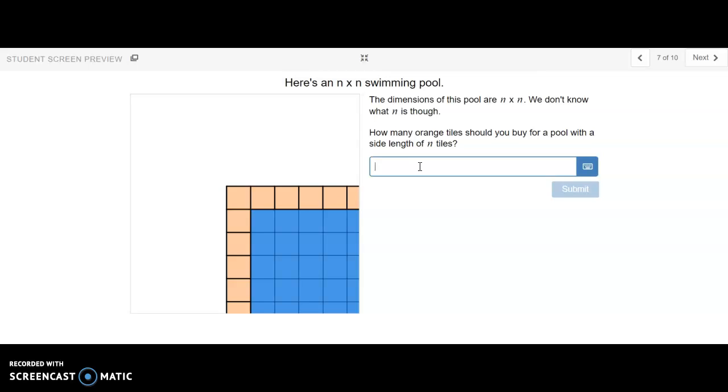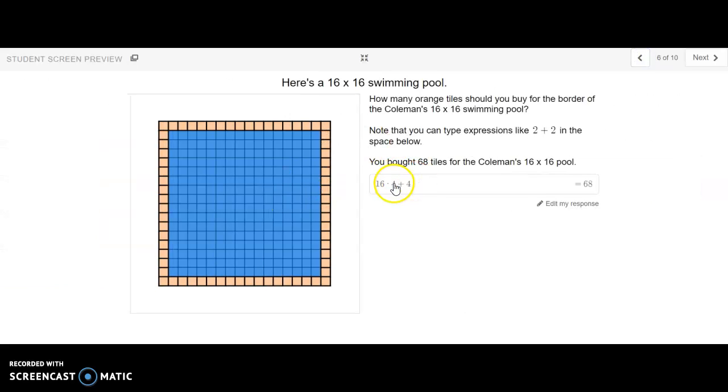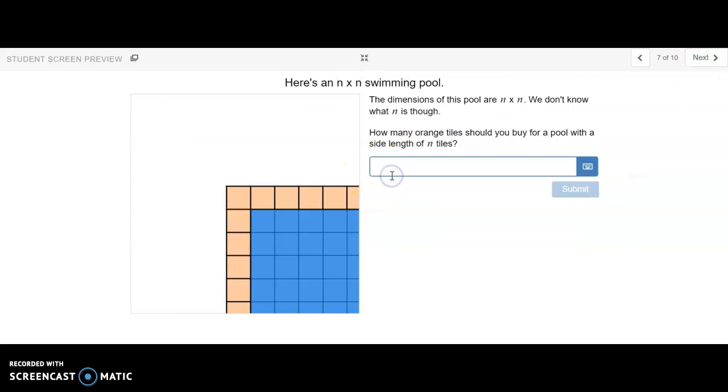So now that you've thought about it and paused the video, hopefully, remember back to the previous one. What we did here is we knew how long this side was. In this case, for our n by n pool, we don't know. So what we do know is that there are 4 sides to a square. So the first thing I'm going to enter is 4n.